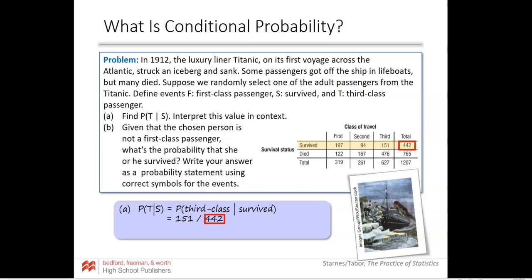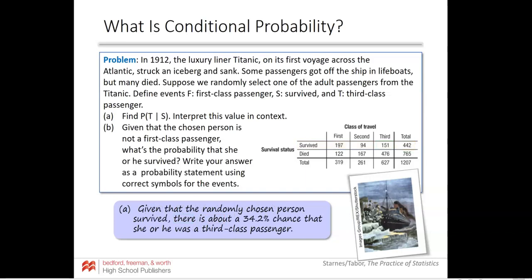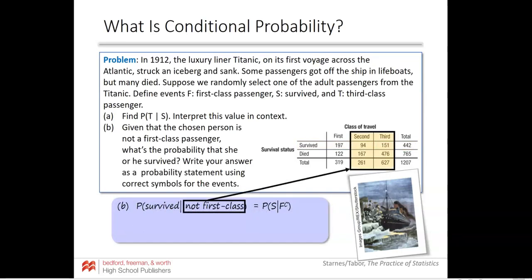Second one says, given that a person chosen is not a first class passenger. In this case, we want everybody who's not first class, so I want both the second and third. Let's finish that one. That was 34.2. Not first class, so you have to add up those two numbers, 261 and 627. Out of only those folks, what is the probability that the person chosen survives? So again, look at the way they wrote that: the probability of those who survived, given that you're not first class.